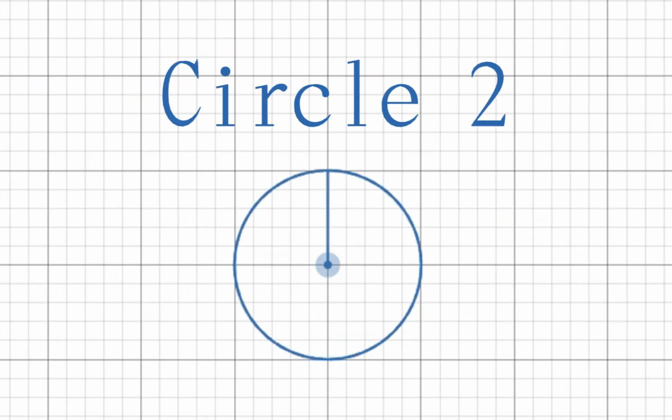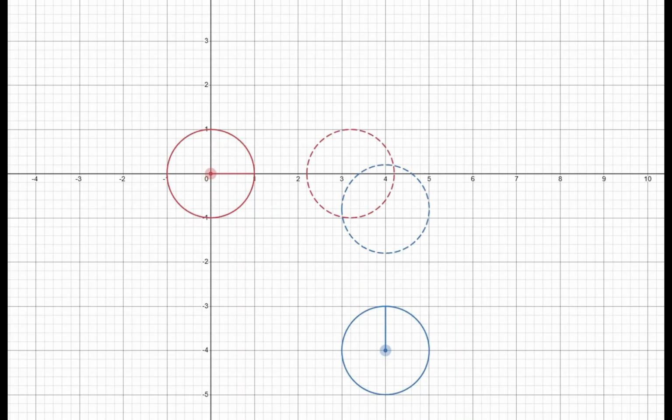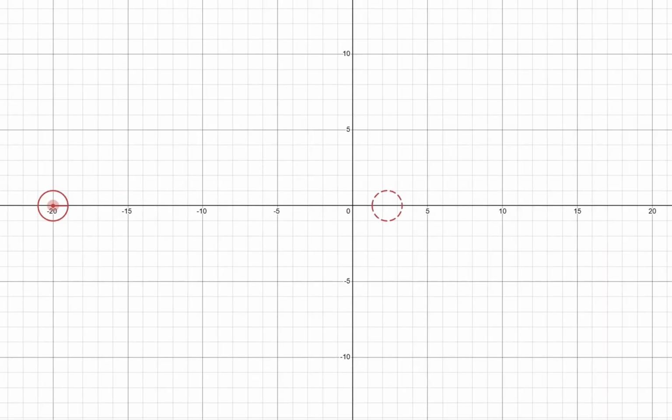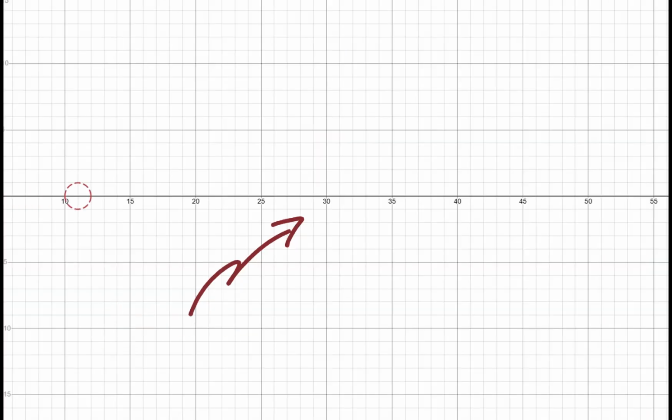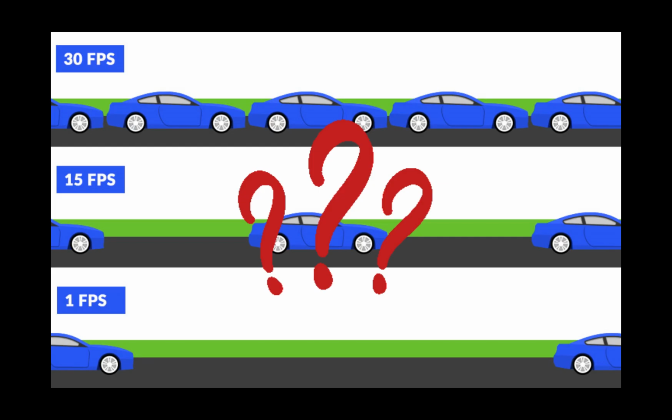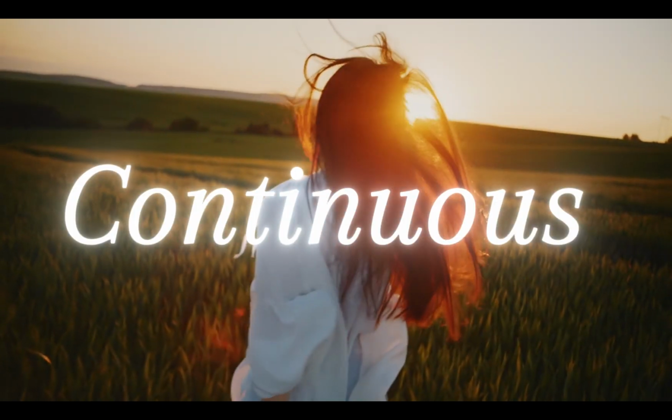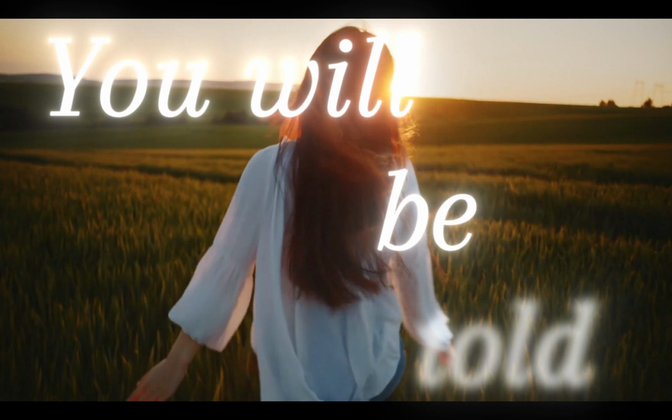Problem. Two circles, moving, collide, maybe. Discrete? Boring. Moving. Moving fast. Low step rate. What? More step rate. Stupid. Silly even. Solution? Continuous. Continuous how? I'll tell you.